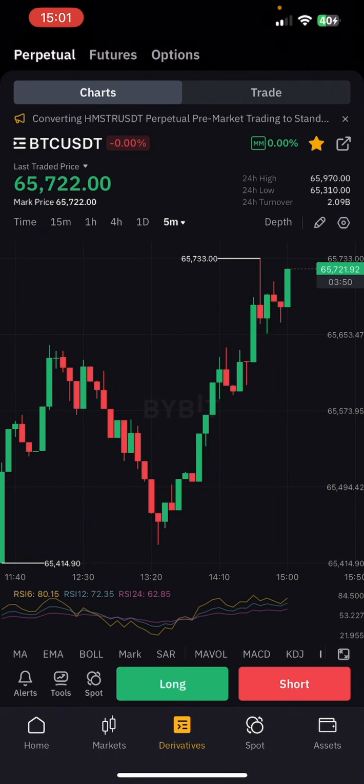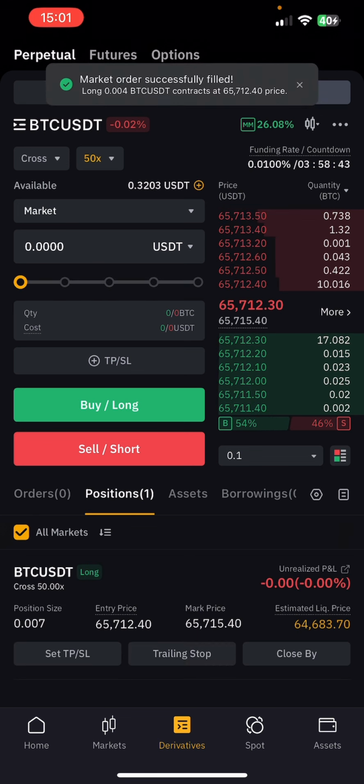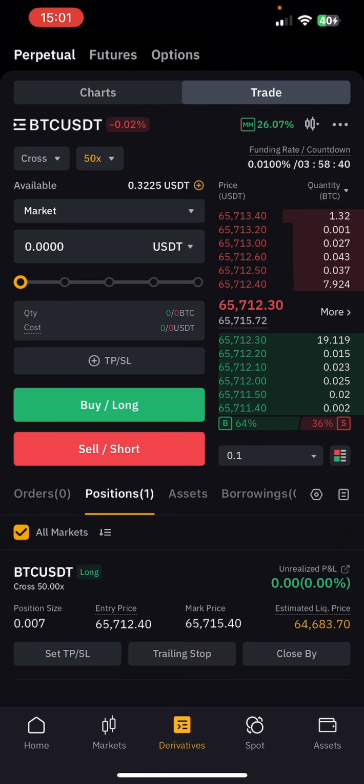Let's just say we want to go for any random long. When we say you want to long, it means you are buying BTC. You are saying Bitcoin is going to increase in value. You are seeing BTC USD at the bottom. Long basically means that you are saying the price of Bitcoin is going to increase. Cost is basically the margin, and 50x is the leverage which we are using.